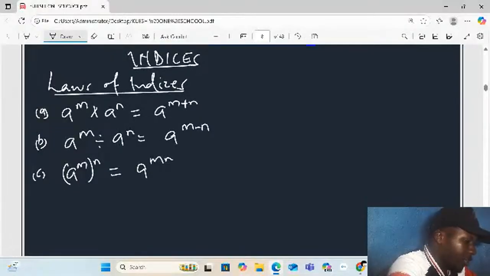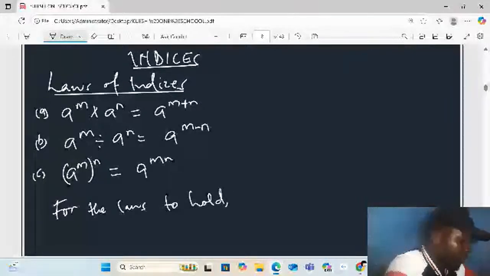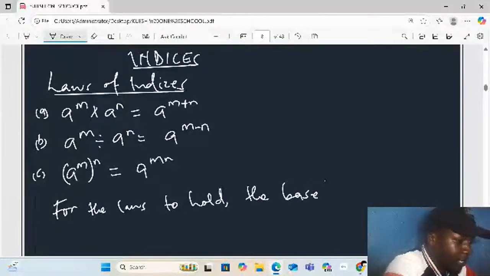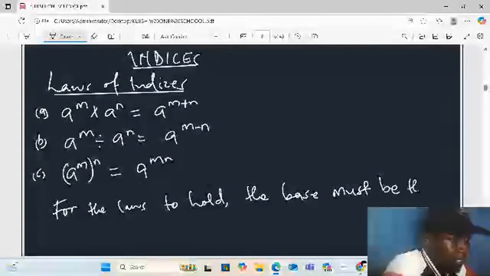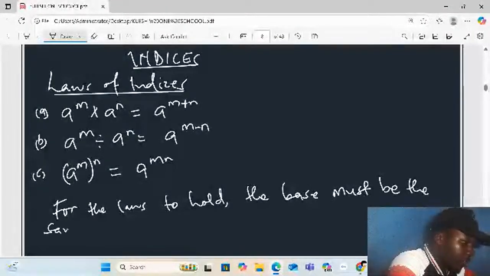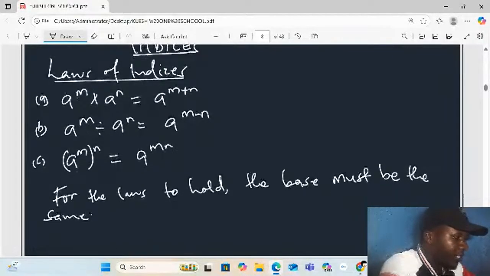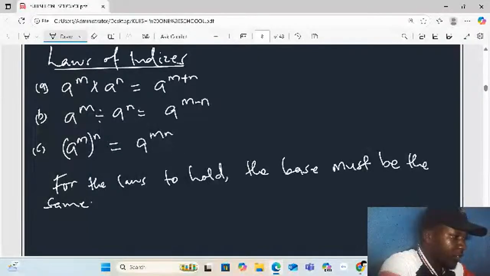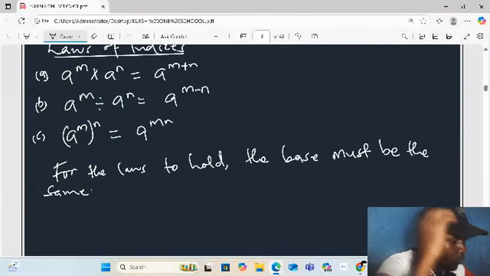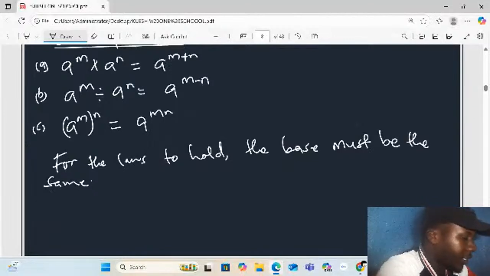Now for these laws to hold, the base must be the same. The base must be the same. So you should never apply the rules when we have different bases. So when the base is the same, that's when you're going to apply the laws.